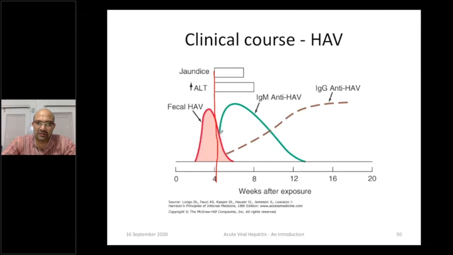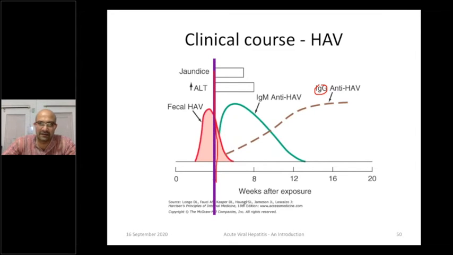By the 4th week, we see the IgM anti-hepatitis A virus antibody begin to appear, and then it settles down and disappears by the 12th or 13th week or so. Whereas the anti-HAV IgG type of antibody starts appearing at the same time as IgM, but then it continues to rise over time. And this is weeks of exposure on the bottom.